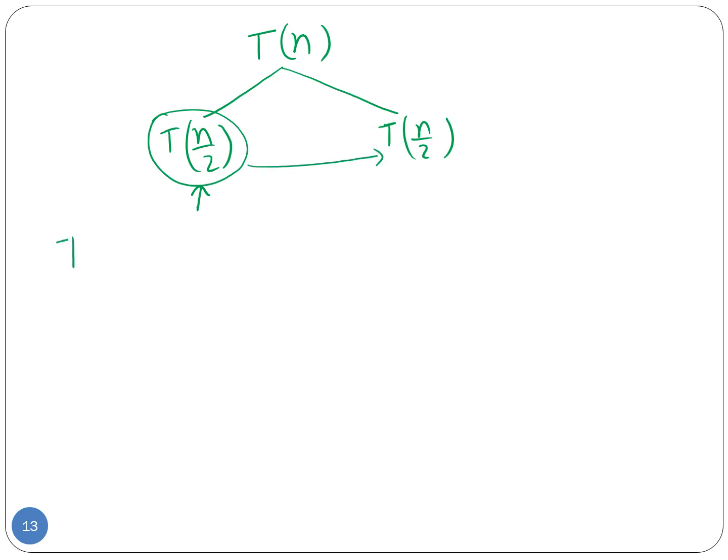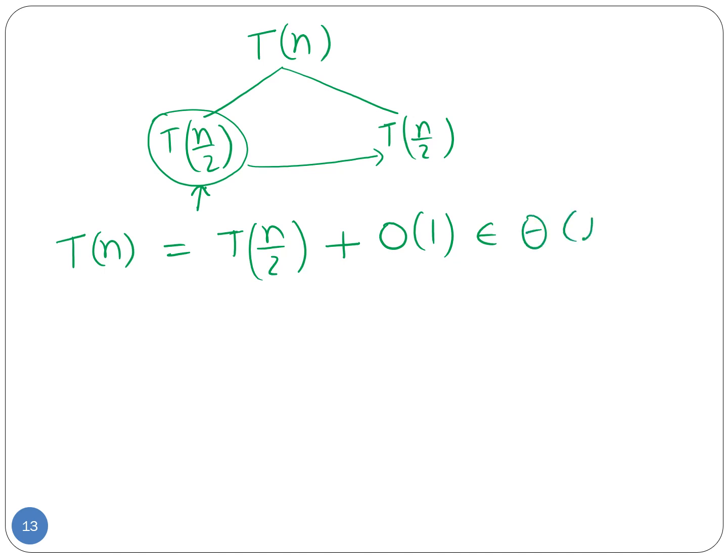So the complexity of doing this is T of n equals T of n by 2. Notice that it is not 2 times T of n by 2, because you are only solving one half, and then in constant time you are applying that result to the other identical half. So this is actually your recurrence, and from Master's theorem you will see that this is theta of log n.